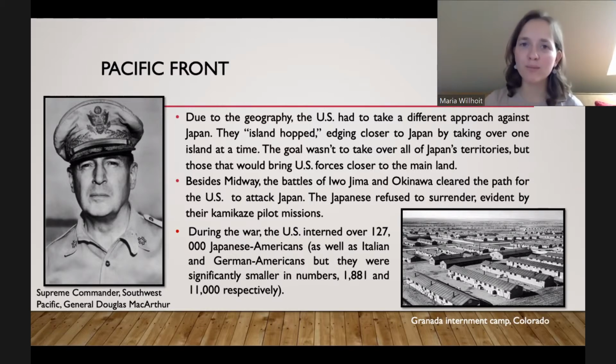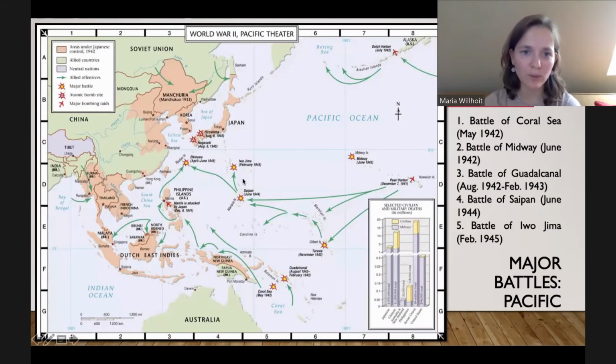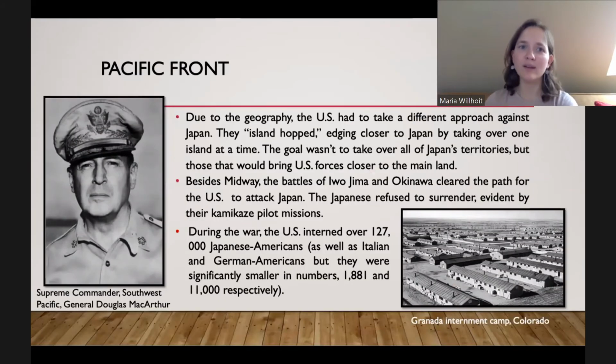But the problem, what was so difficult about Japan, is that they would not surrender. Even as we got closer and closer, they would not surrender. And I even learned that Iwo Jima, which is right here, is one of the most famous battles in America because so many Americans lost their lives, but also so many Japanese. I read somewhere that about 20,000 Japanese troops fought in Iwo Jima, and only 200 of them survived. But again, they wouldn't surrender.